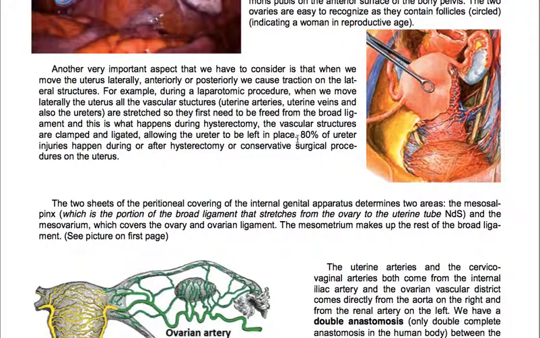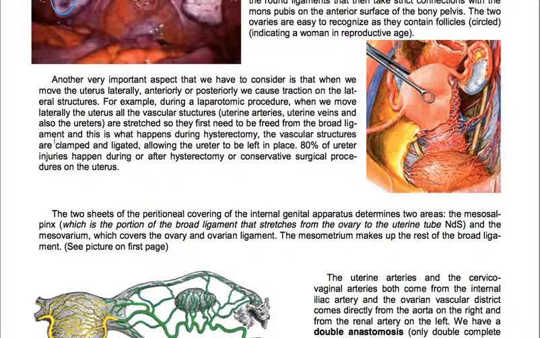The vascular structures are clamped and ligated, allowing the ureter to be left in place. And actually 80% of ureter injuries happen during or after hysterectomy or conservative surgical procedures on the uterus.